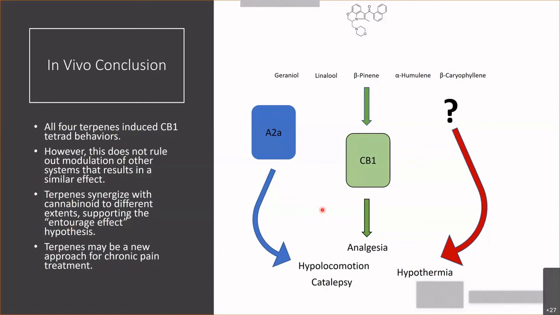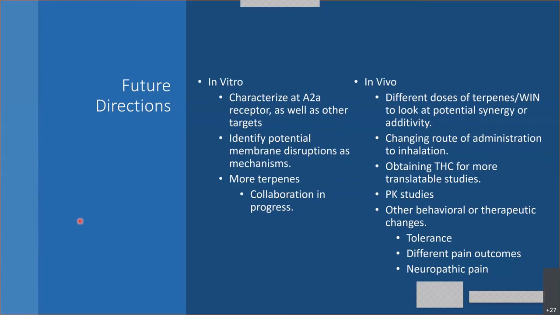And also provides at least some conceptual support for the entourage effect hypothesis, which I mentioned in the beginning. And so for future directions, we want to chase down a lot of these areas. In vitro, we want to look at the adenosine 2A receptor since we identified that. Study more terpenes. Of course, we only looked at 4. There are 140 in the plant that we can potentially look at. And maybe identify other receptor targets as well that have been engaged.